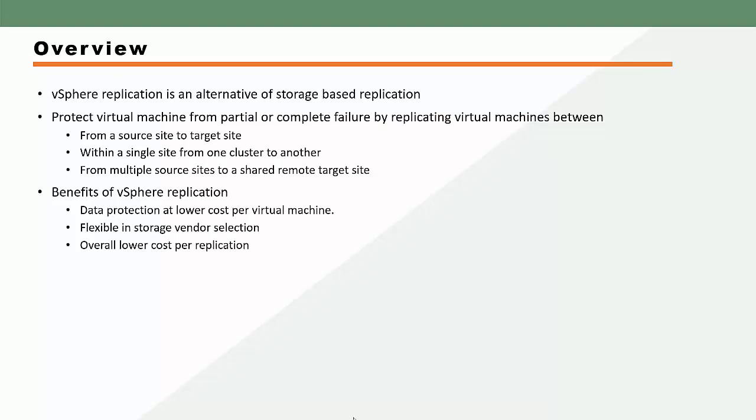As I explained in the Site Recovery Manager with Storage Array series, we have two methods to replicate a virtual machine. vSphere replication can protect virtual machines in different scenarios, like from source site to target site, single site from one cluster to another, or from multiple sources to a shared remote target site. vSphere replication offers you data protection at low cost per VM compared to storage array based protection. You can start this solution with a local disk or a low cost SAN storage or different vendors for each site. So that brings flexible storage vendor selection.